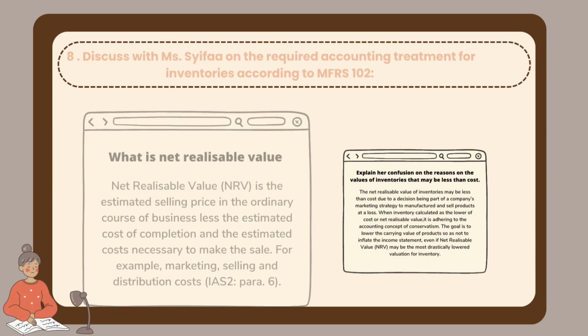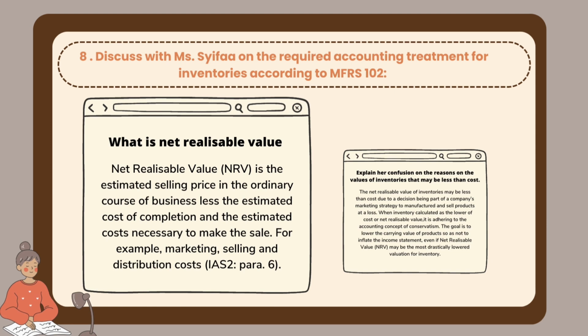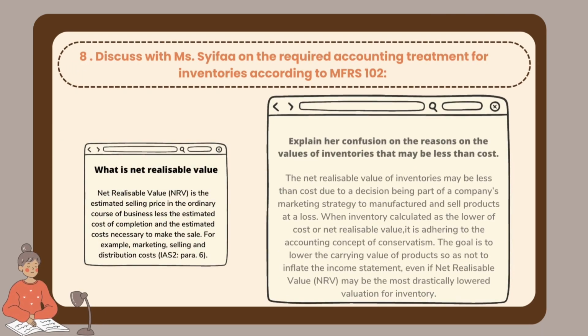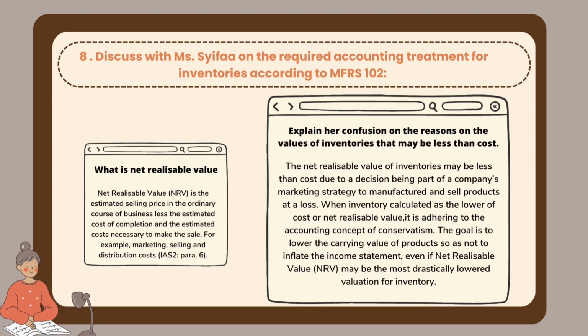What is net receivable value? Net receivable value is the estimated selling price in the ordinary course of business less the estimated cost of completion and the estimated cost necessary to make the sales. For example, marketing, selling, and distribution costs. Explain her confusion on the reason on the values of inventories that may be less than cost. The net receivable value of inventories may be less than cost due to a decision being part of company marketing strategy to manufacture and sell product at a loss.